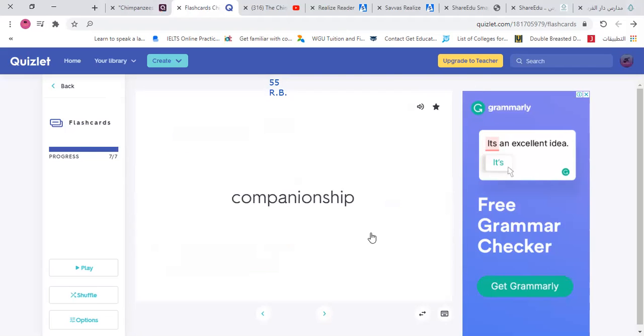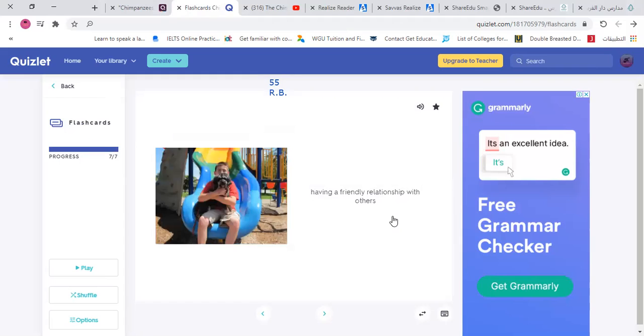And then we have companionship. Companionship, having a friendly relationship with others. Like, for example, right now you have the companionship between you and Malak and Lean. All of you have the companionship, which means the friendship.